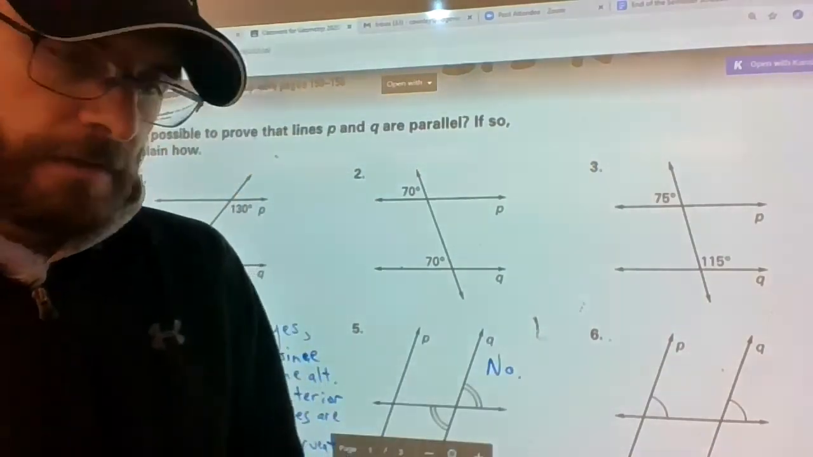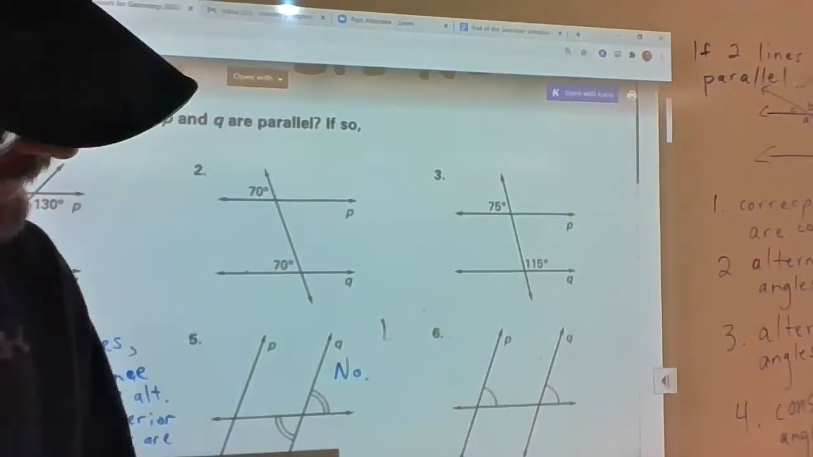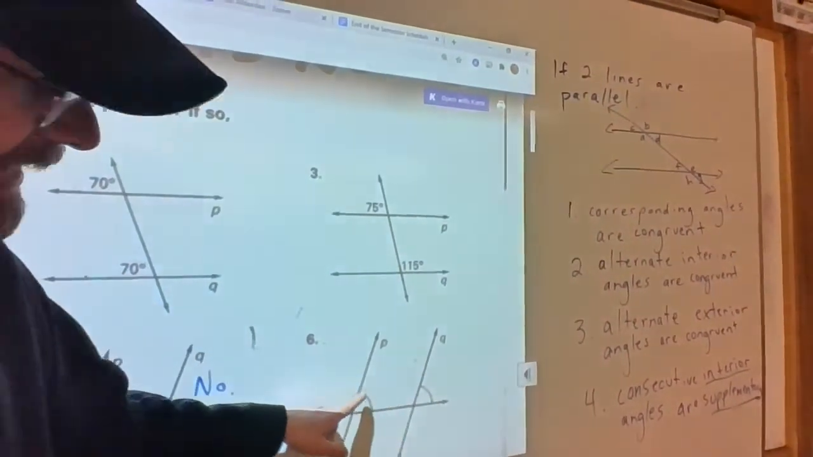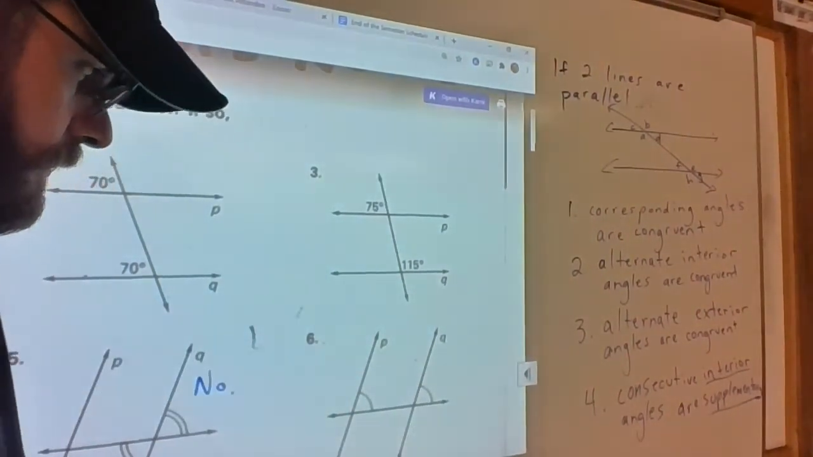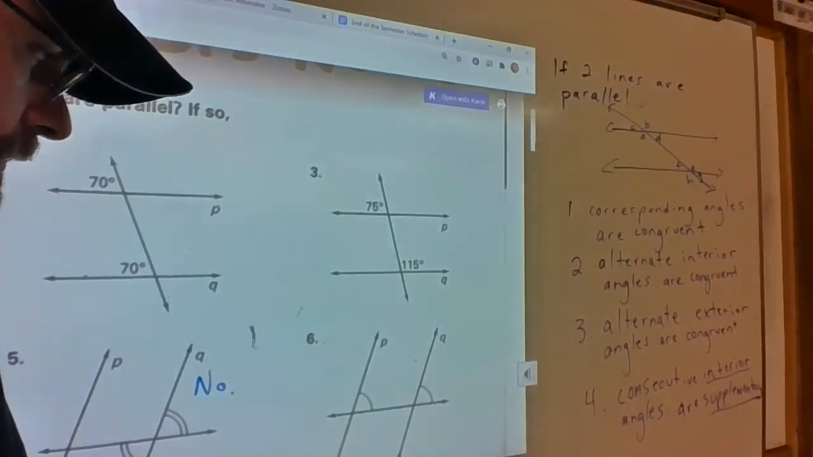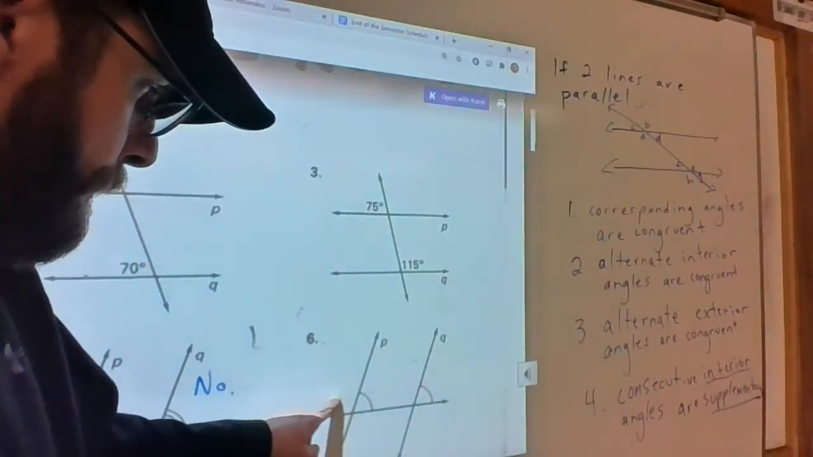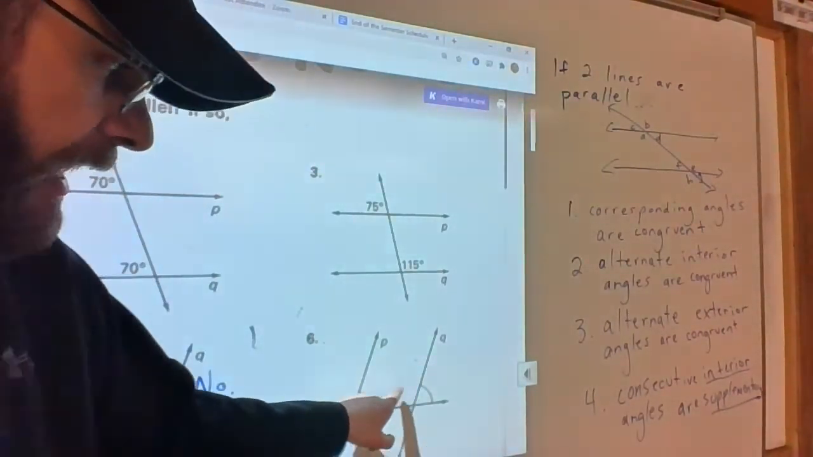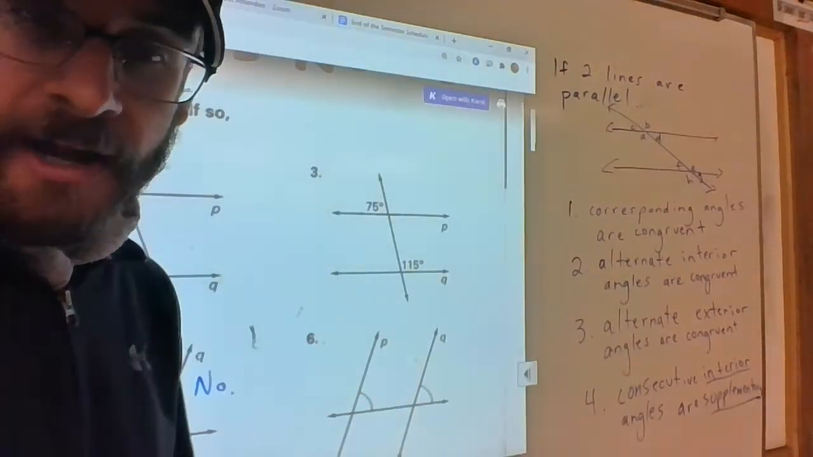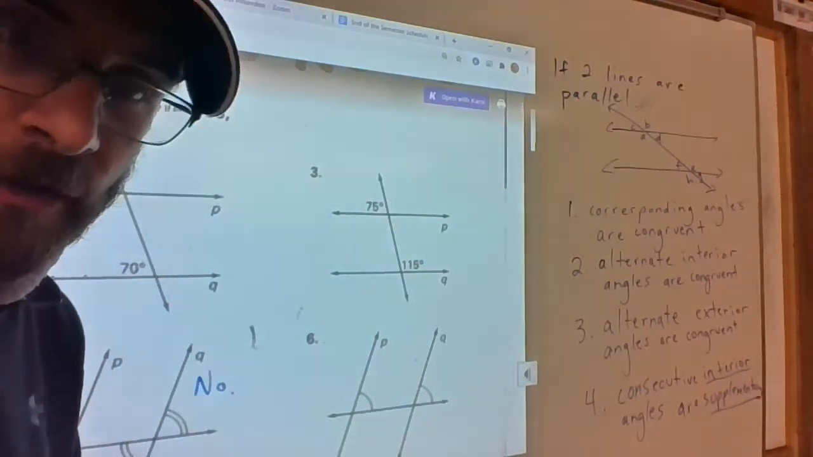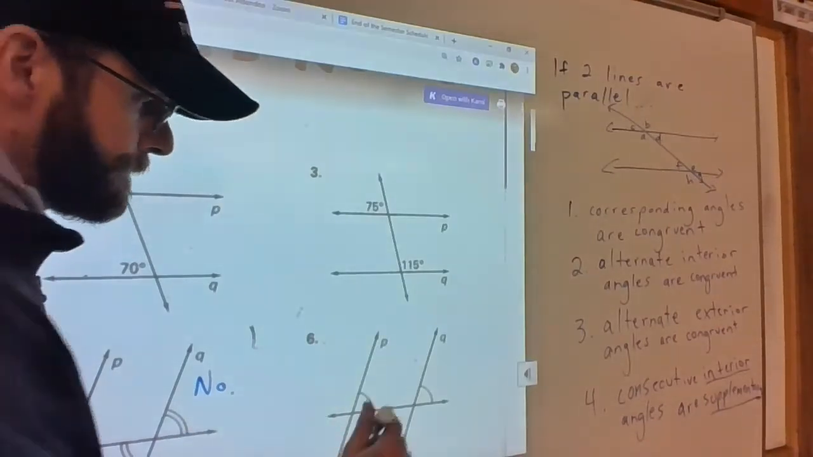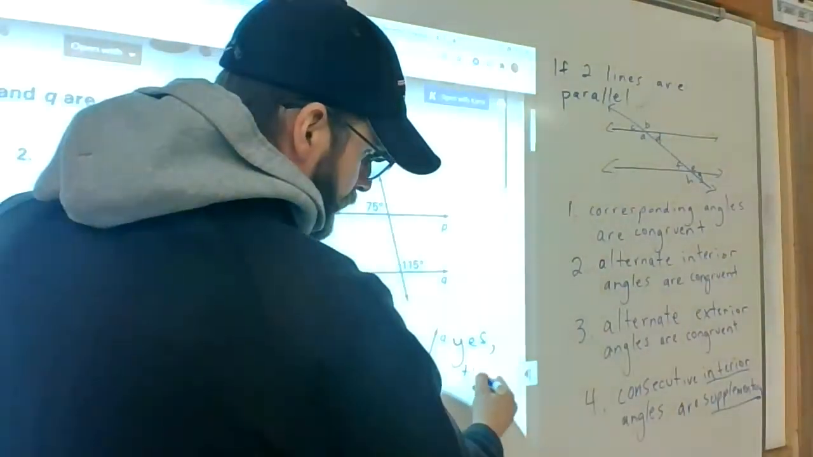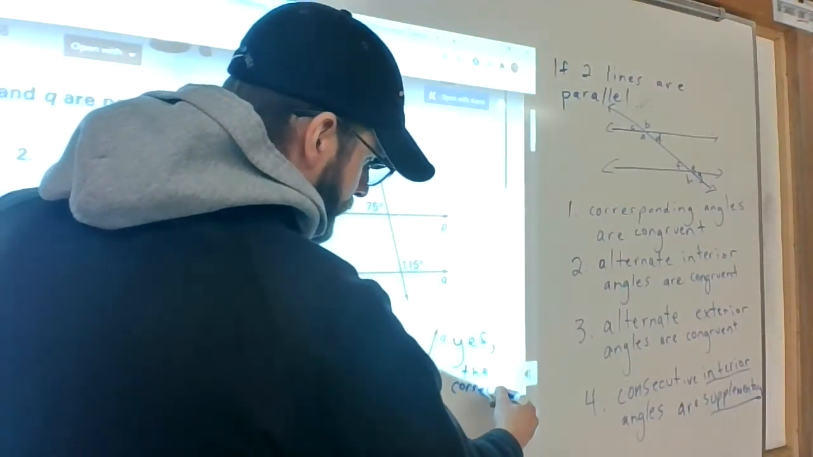Number 6. Yeah, why would these 2 be congruent? Is there a reason over here that would back up why these 2 are congruent? Corresponding angles. Upper left, lower left, lower left, lower right, upper right congruent to upper right. Corresponding angles are congruent. Therefore, the lines must be parallel. So you'd say a resounding yes, since the corresponding angles are congruent.